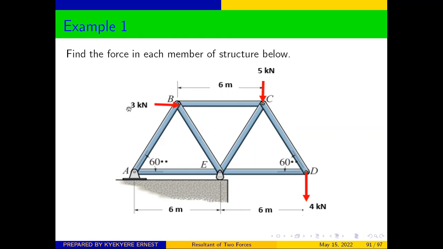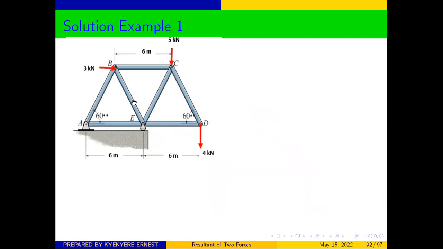Find the force in each member of the structure below. We have been given this structure and we are asked to find the force in each member. Don't forget that anytime you want to find the force in each member, the appropriate method to use is the method of joints. Let's see how to solve our question.